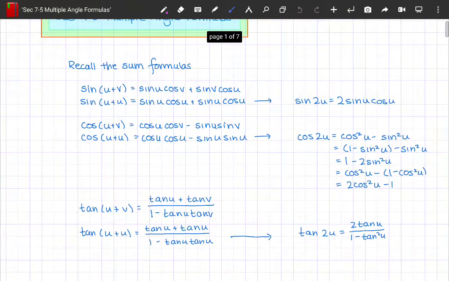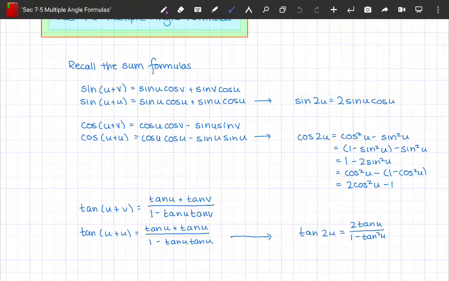And then again, we do the same exact thing with tangent. Tan of u plus v is this. Make all the v's a u, you get this. So if you combine like terms, tan u plus tan u is 2 tan u. And on the bottom, tan u times tan u is tan squared u.